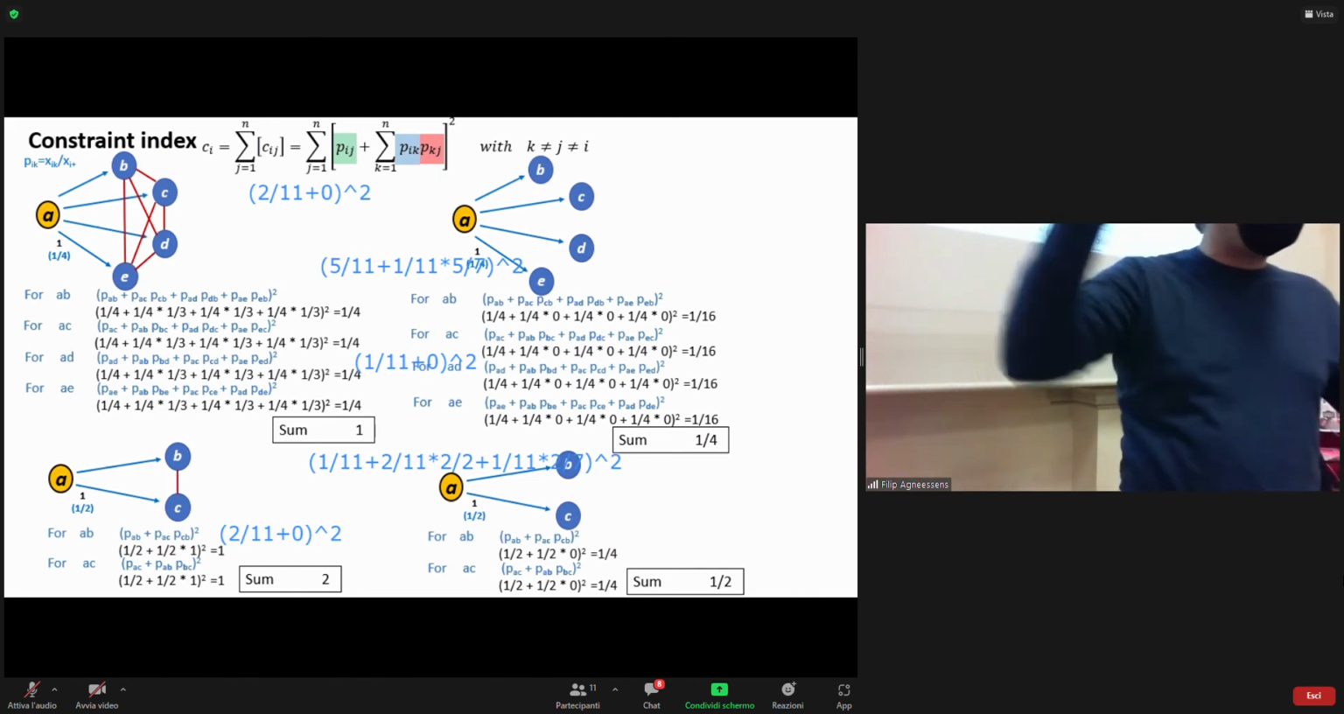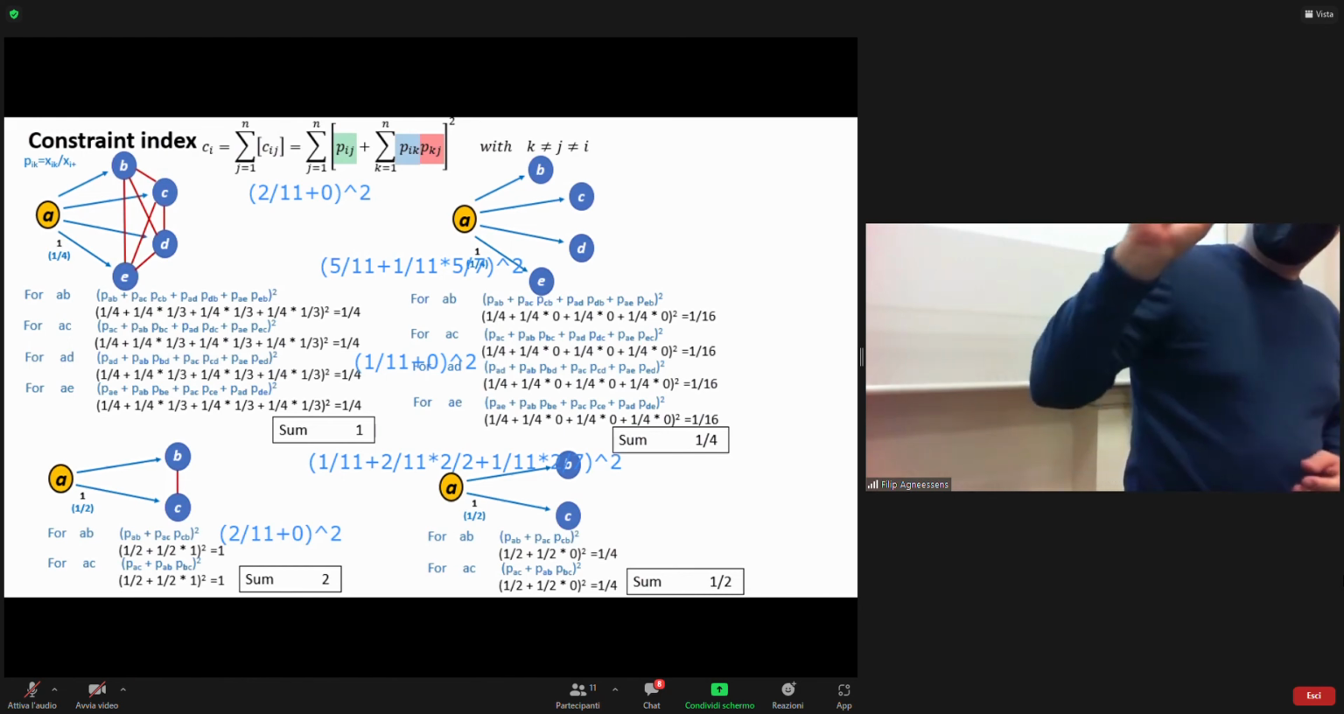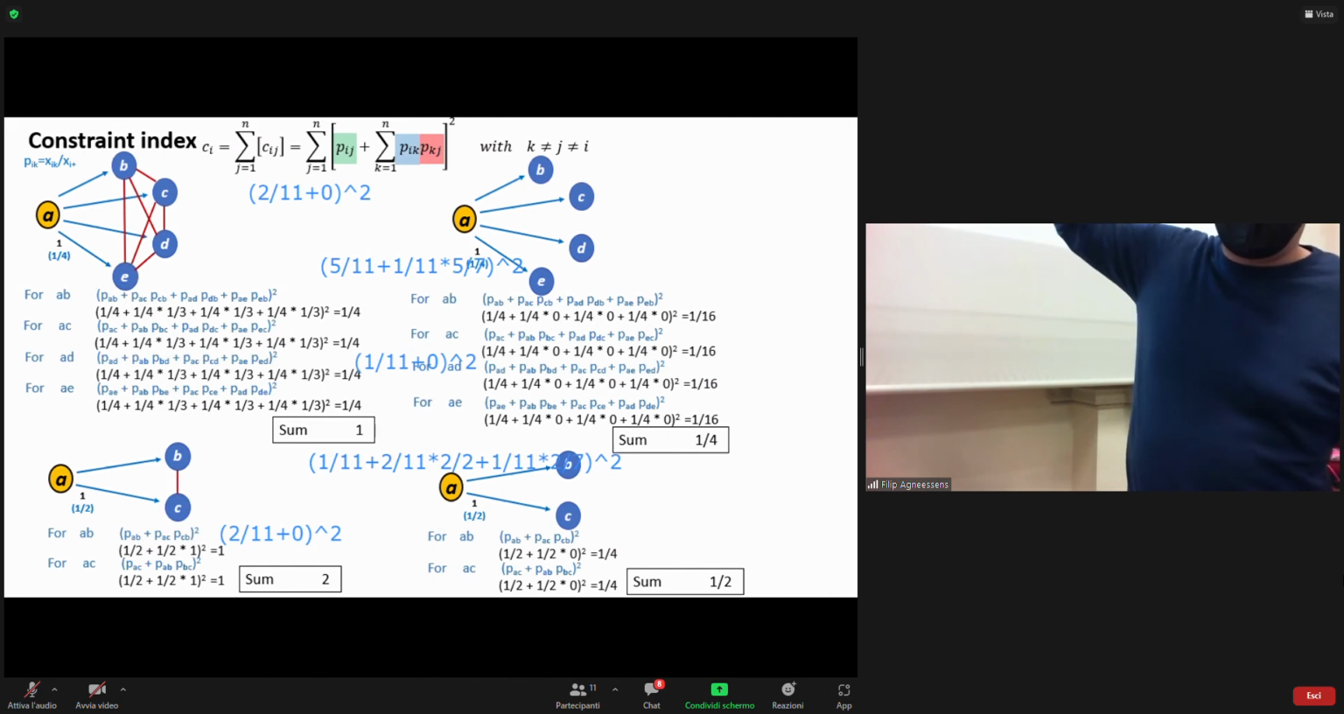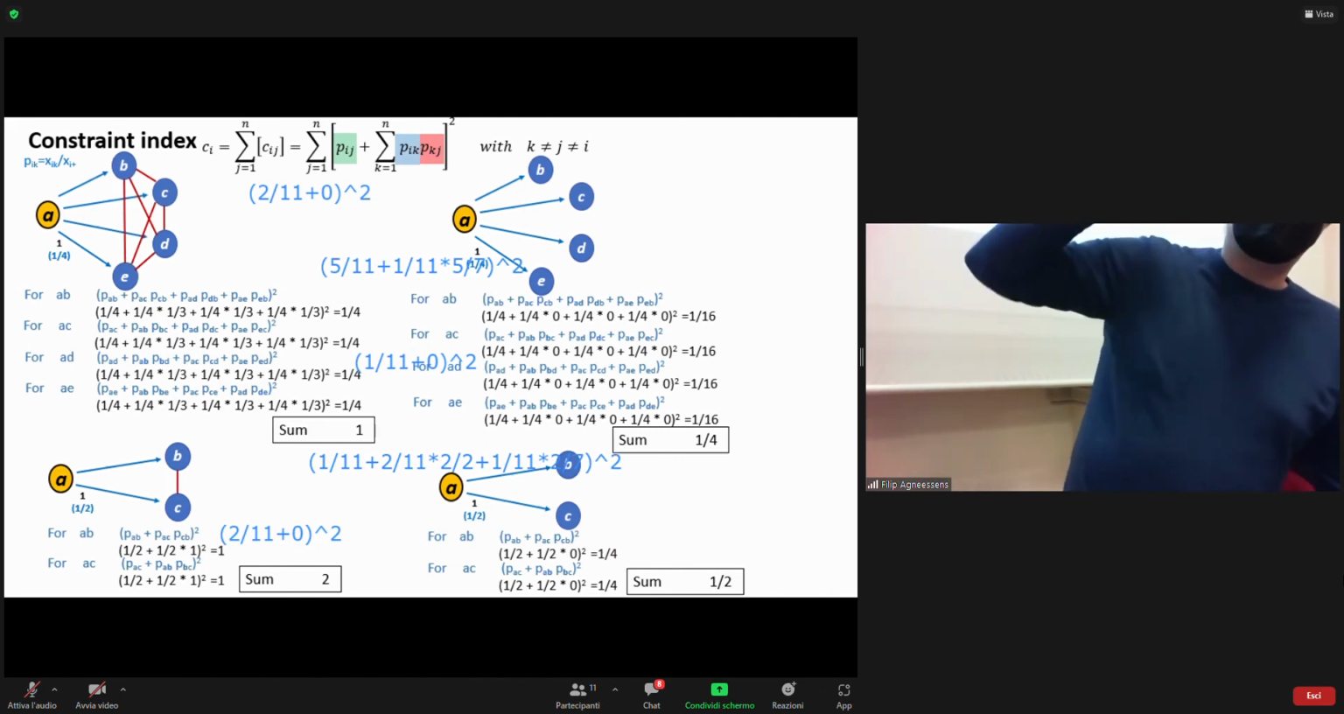As we have more connections, our constraint index reduces because the first part, the Pij, is going to become lower and lower and lower, even if we sum it. The second part is impacted by the red part. So the lines to others is the Pij. The Pik times Pkj is the red lines, the connections among alters. That's driving that part.